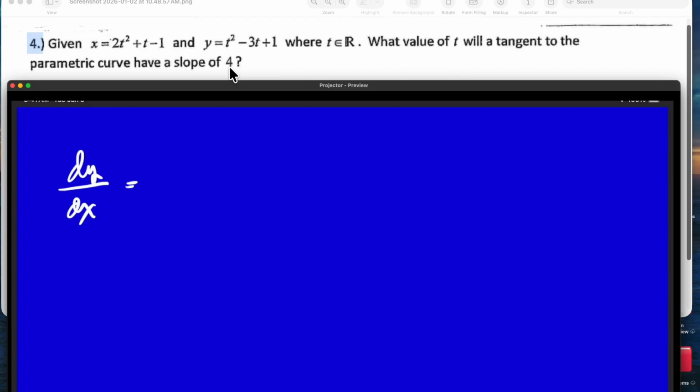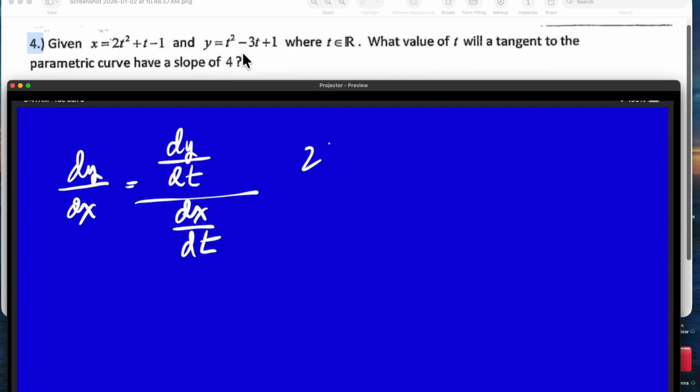Okay, so how do we do that? We find dy dt over dx dt. Right. So let's do that. dy dt is going to be 2t minus 3. And dx dt is going to be 4t plus 1. And they want to know at what value of t the derivative equals 4. That is the slope of the tangent line, it's the derivative.